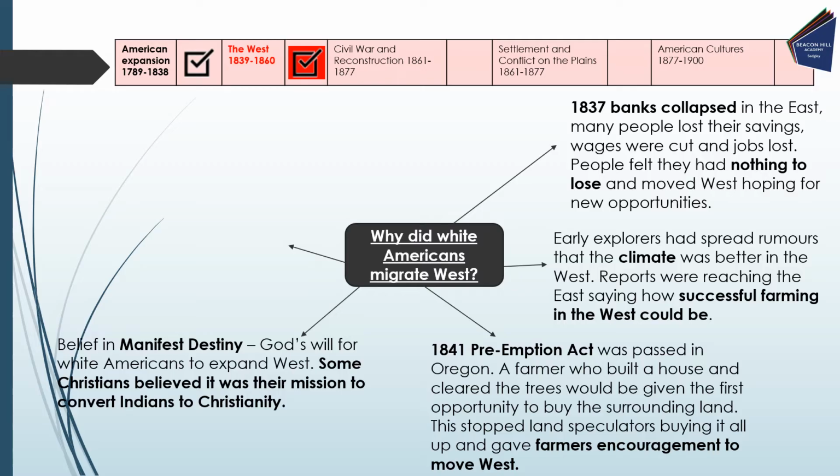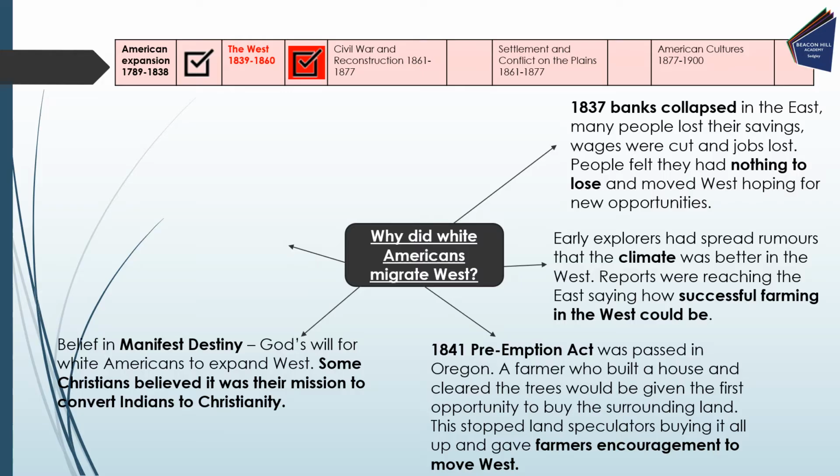We then have the belief in manifest destiny, which remember is God's will for white Americans to expand west. Some Christians believed it was their mission also to convert Indians or indigenous people to Christianity. So the idea that God is actively encouraging white Americans to move west is a reason for migration during this period.